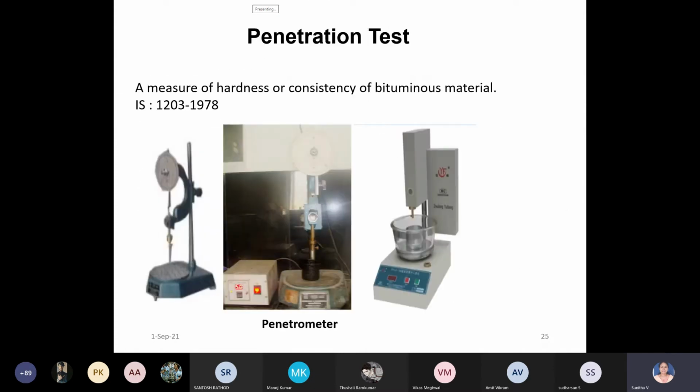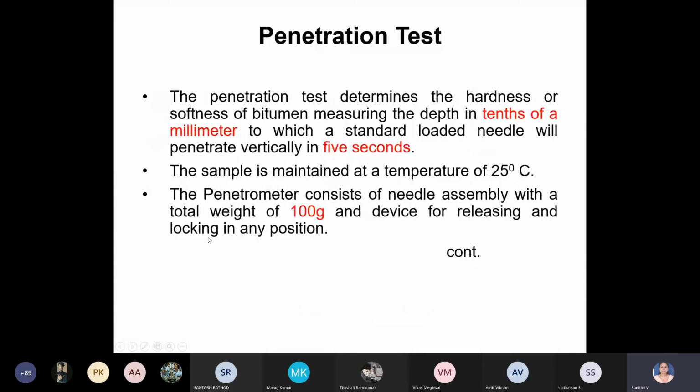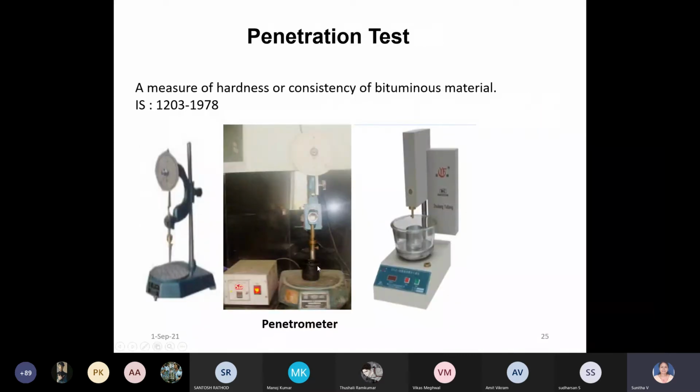Then let us go to the various tests to be conducted. One is the penetration test. Earlier I told you the grading itself was based on this test. This is a measure of hardness or consistency of the bituminous material. So the basic thing in this is, you have bitumen taken in a beaker. You can see here.